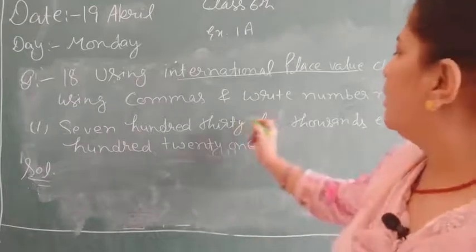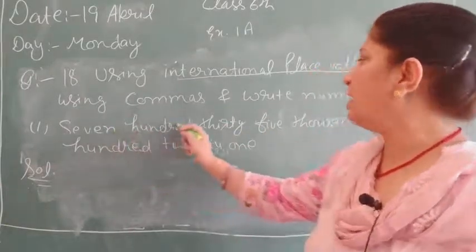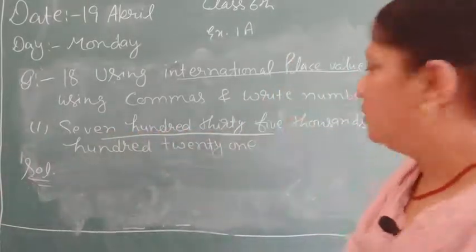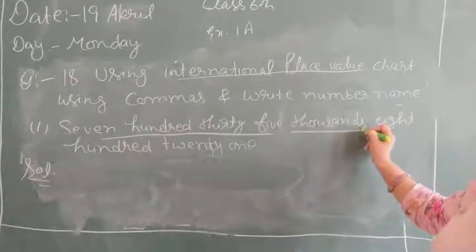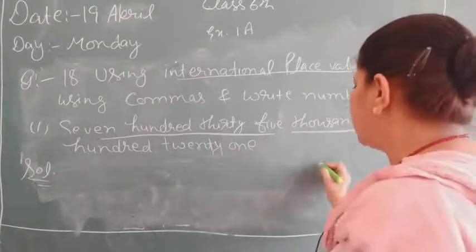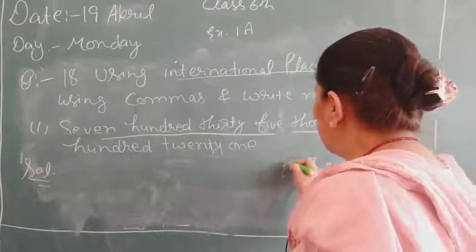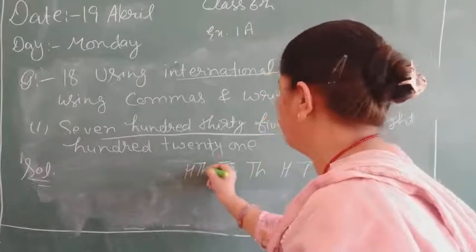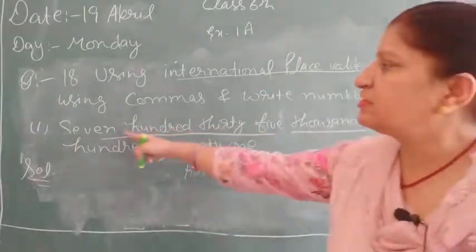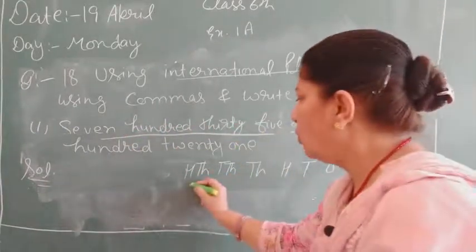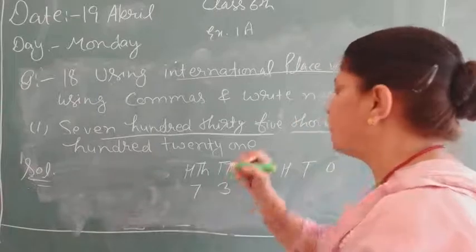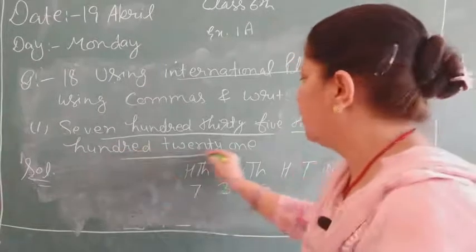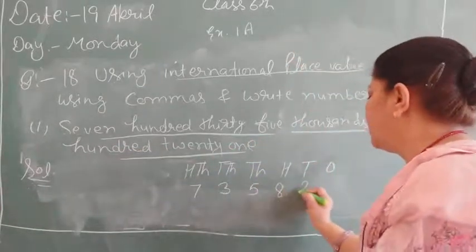So we start here. Our statement is 735,821. 735 is a 3-digit number. So our places go up to 100,000. So first of all we write the places ones, tens, 100, 1000, 10,000, then 100,000. Clear? Now 735. So we write here 735, and then 821. So we write here 821.